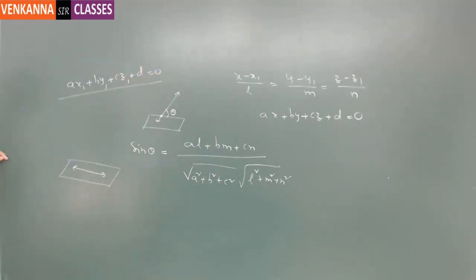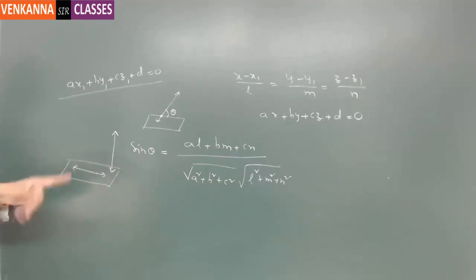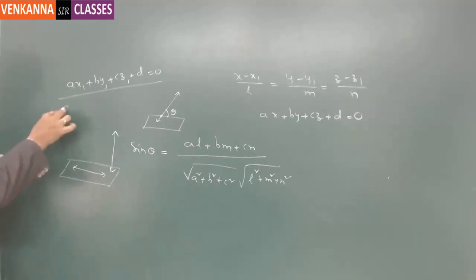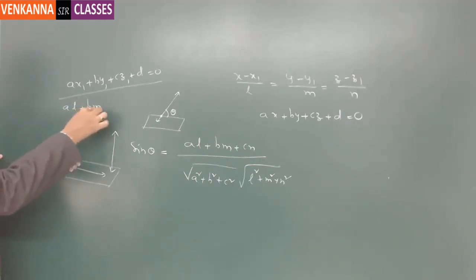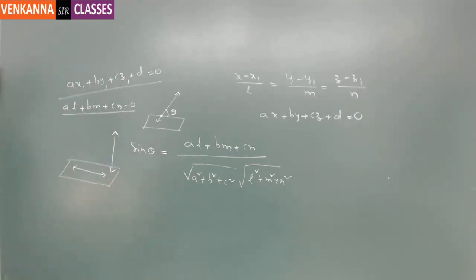And also, since the normal of the plane is perpendicular to anything on the plane, these two are perpendicular, hence applying the perpendicularity condition, we will have al + bm + cn = 0. So these two conditions will be satisfied by the line if it completely lies on the plane. Okay? Is it clear to all? Please take a note of the formula.